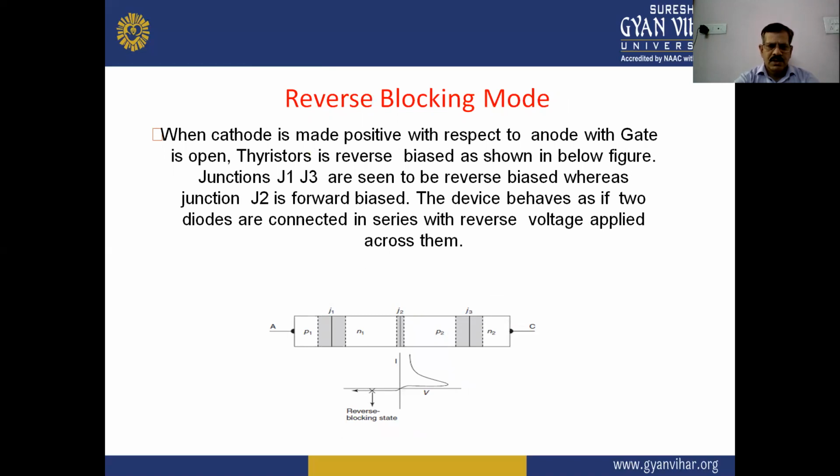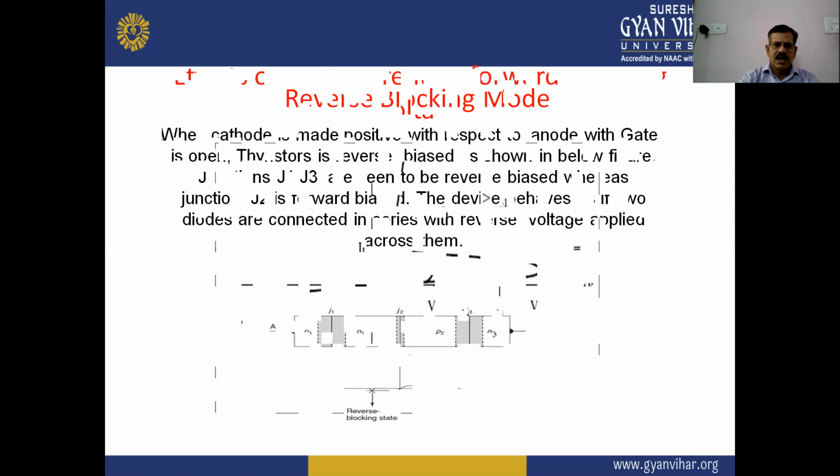Here, junctions J1 and J3 are seen to be reverse biased, whereas junction J2 is forward biased. The device behaves as if two diodes are connected in series with reverse voltage applied across them. So this is the reverse blocking mode of the SCR.